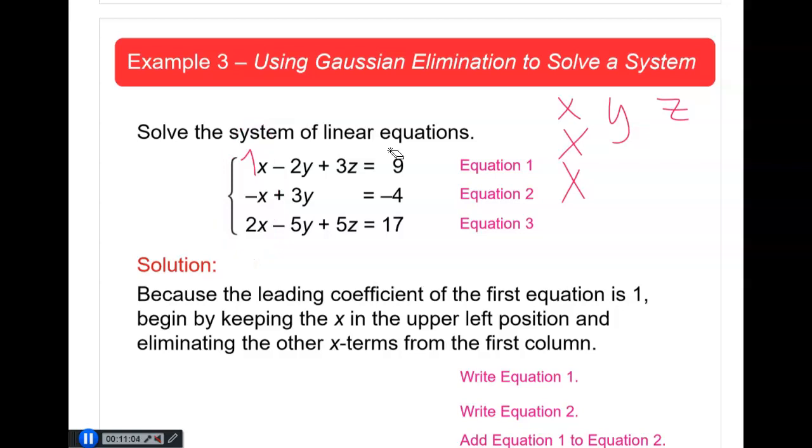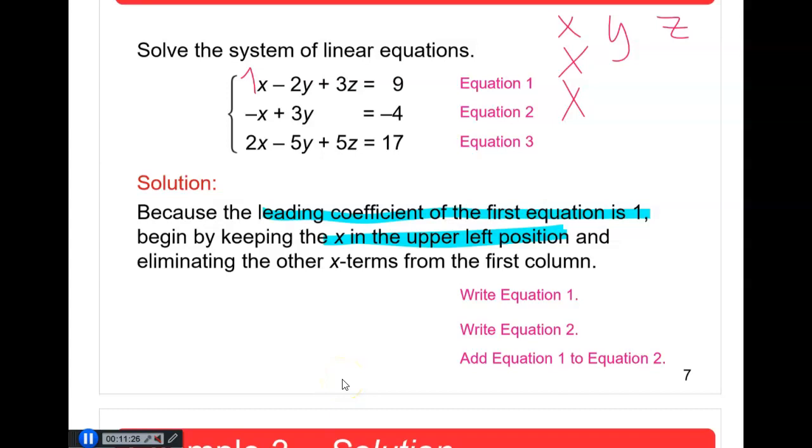Now, if we look at the system, we could see on the solution that the leading coefficient of the first equation is already a 1. So we're going to keep that x in the upper left corner position because it already has that coefficient. We're going to write equation 1, and we're going to eliminate the x term from the first column. You guys see how equation 2 luckily has a negative x.